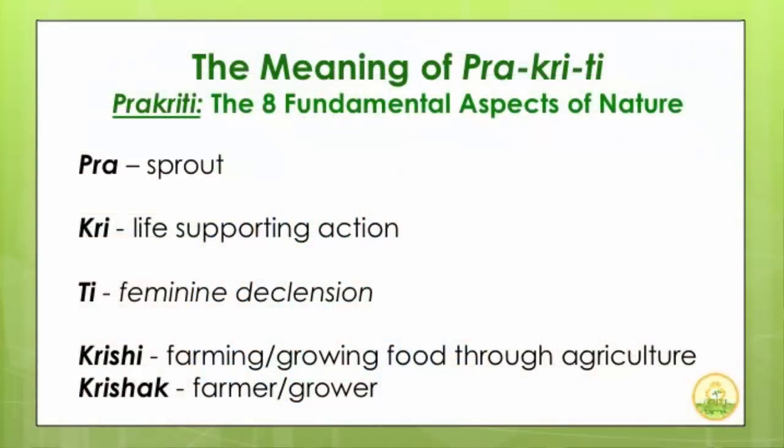Within the Bhagavad Gita is the whole description of how creation manifests. And there's one fundamental principle that I'll describe at this point, and I mentioned it earlier, called prakriti. It's these eight fundamental aspects of nature that form anything in creation. The word breaks down root-wise. Pra is to sprout. Kri is life-supporting action. And T is a feminine declension.